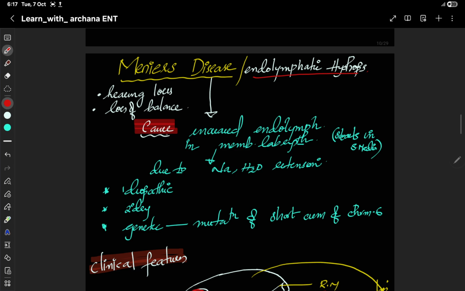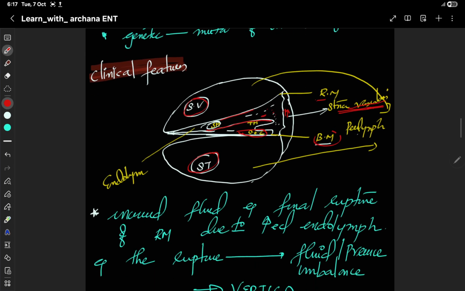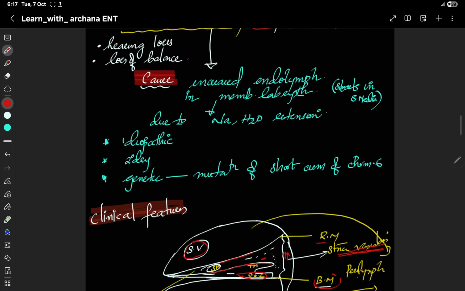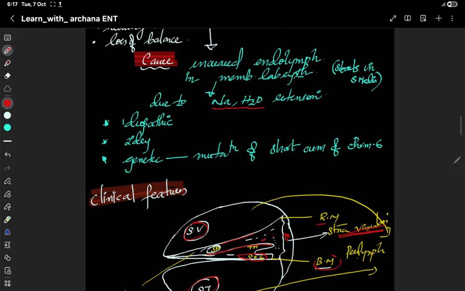What are the causes of Meniere's disease? It is due to increased endolymph in the membranous labyrinth, which is produced by the stria vascularis. So, how does that increase? This is due to sodium and water retention. What are the causes? It may be idiopathic, it may be secondary Meniere's disease, or it can be due to genetic disorders like a mutation in the short arm of chromosome number 6.